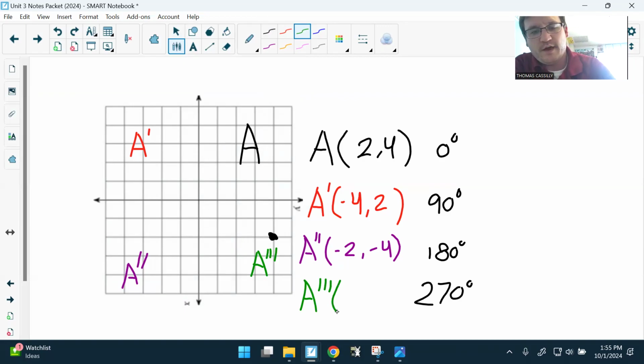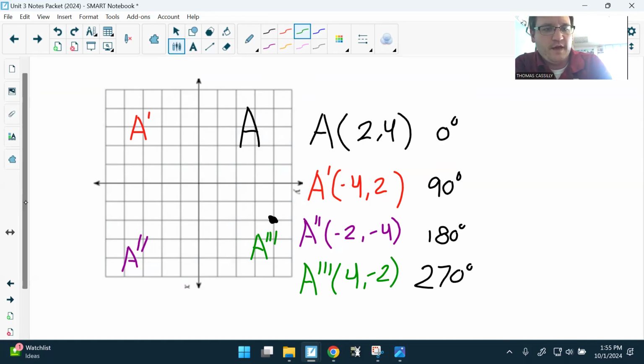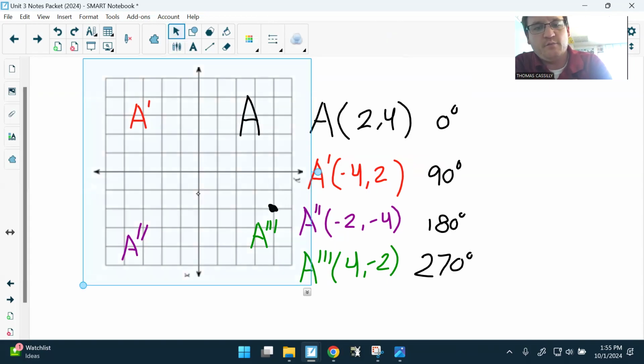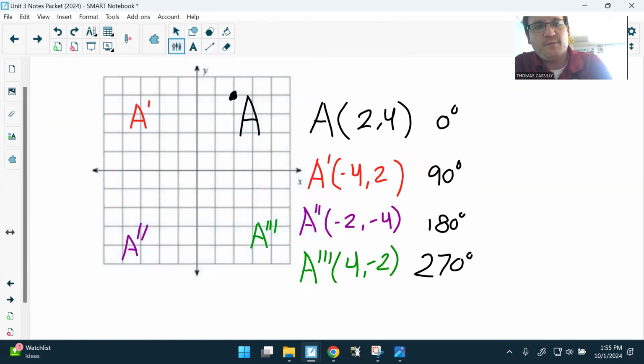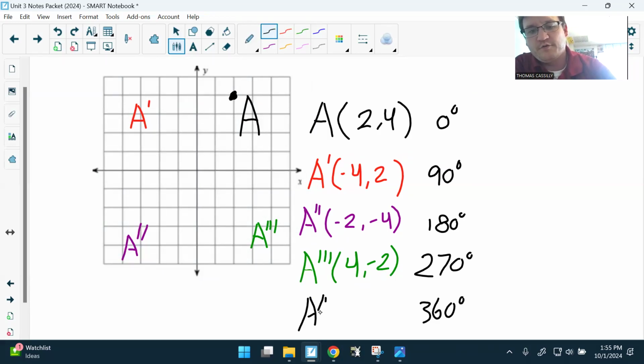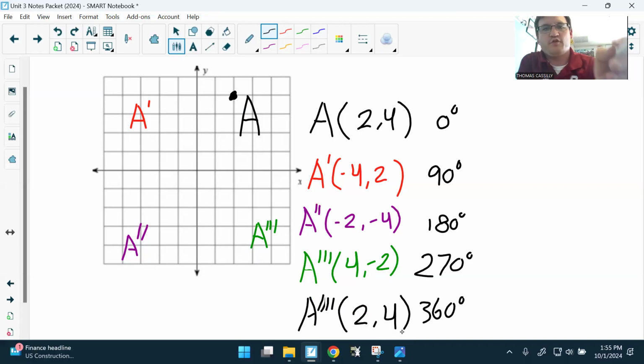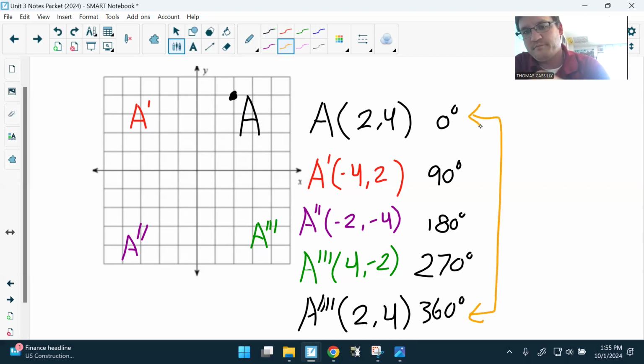Which puts us at, let's see, 4, -2. And if we wanted to go one more, if we add 90 more degrees to this, it gets us right back to the start. That is a 360-degree angle, which you could call a quadruple prime if you want to, which puts us at 2, 4. 360 degrees is a full spin, so the first one and the last one, the original point, should be the same ordered pair, which they are.